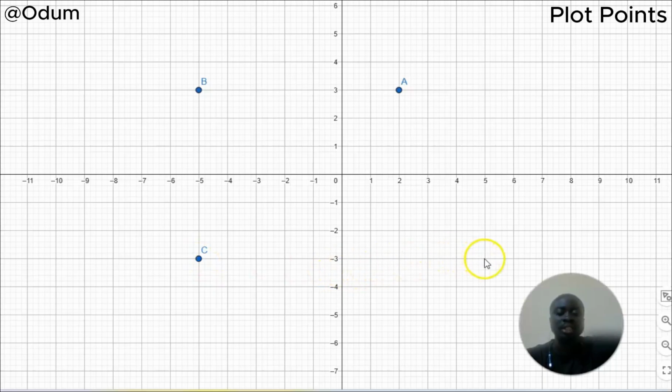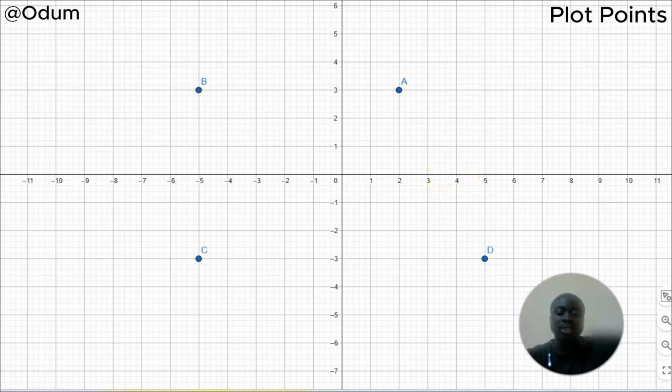Now, if you have a point here, this point will be what? 5, -3. So always write the x coordinate first before the y, and that describes how to label points. So now you can label points.